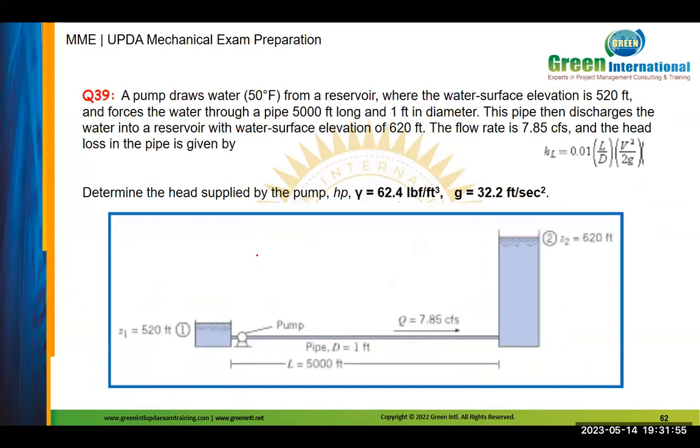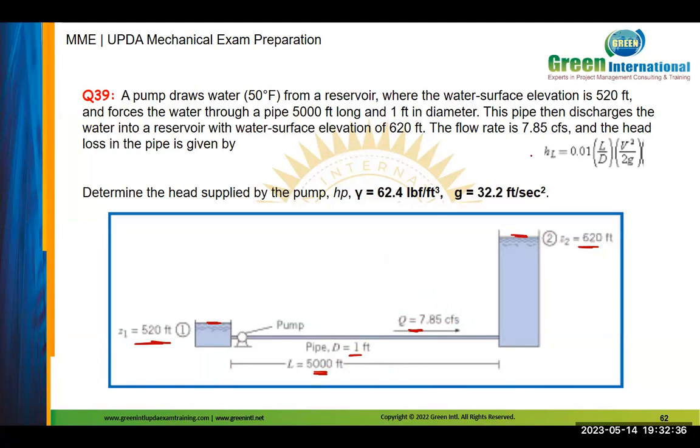A pump draws water at 50 Fahrenheit from a reservoir where the water surface elevation is 520 feet. This is the elevation for state 1 here. And forces the water through a pipe 5,000 feet long. This is the length of the pipe. 1 meter in diameter. The pipe then discharges the water into the reservoir with the water surface elevation 620. This is the final elevation. The rate is 7.85 cubic feet per second. This is the flow rate.